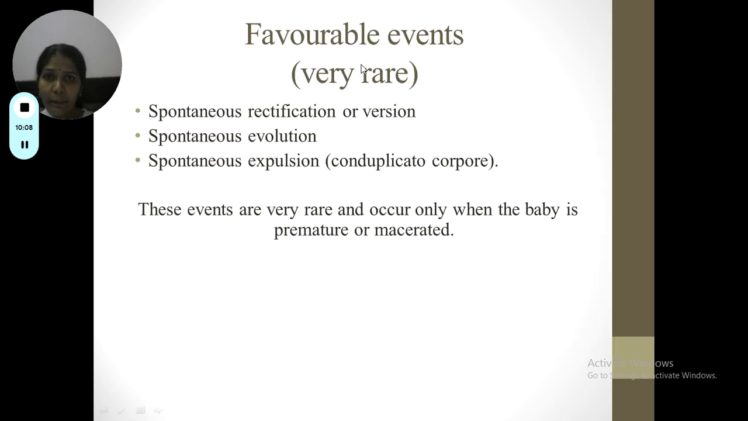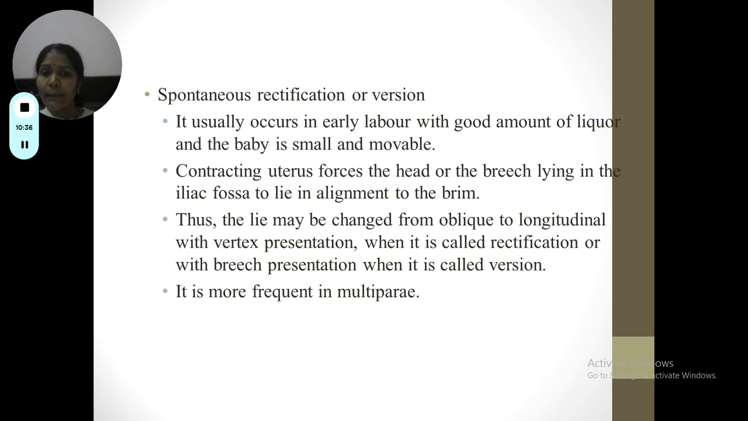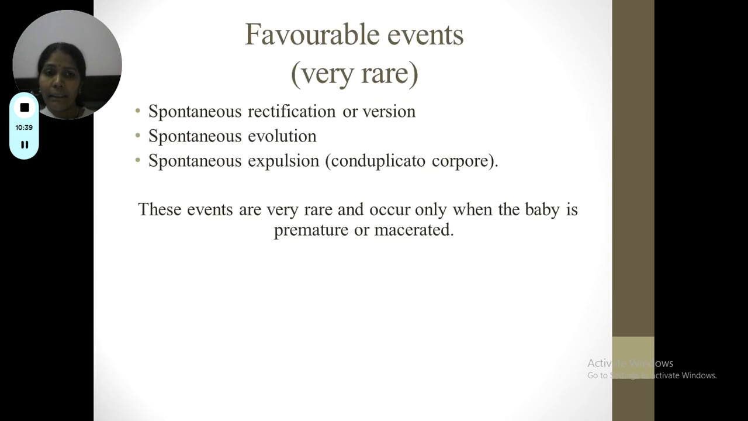So after the unfavorable events, which are common, we come to the favorable events, which are rare. So what are the favorable events? They are spontaneous rectification or version, where the oblique or transverse lie is converted into cephalic or breech presentation. Then it is spontaneous evolution, that is, the baby is in transverse lie and is delivered like that. Then it is spontaneous expulsion, which we call conduplicato corpore. These events are very rare and can occur only when the baby is premature or macerated.